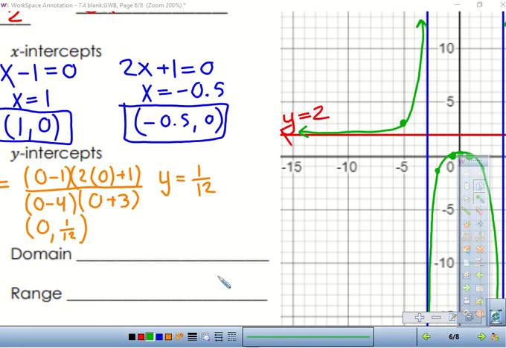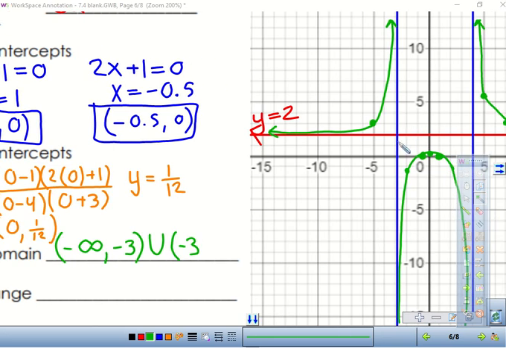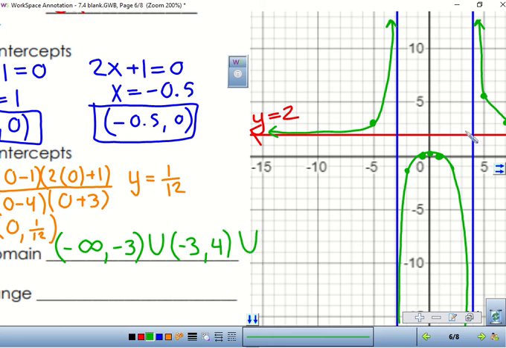We're looking at our non-removables. It can't be... Good. -3 and 4. So my function's going along just fine from -infinity to -3, and then it's got to stop because we have this asymptote right here. Then it picks back up from -3 and goes until we get to 4, and then it stops again. And then it picks back up after this asymptote right here at 4 to positive infinity. That's what your domain is going to look like.